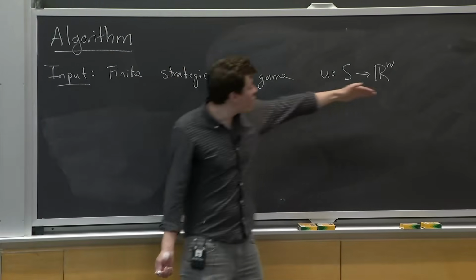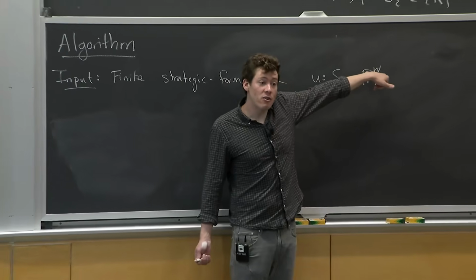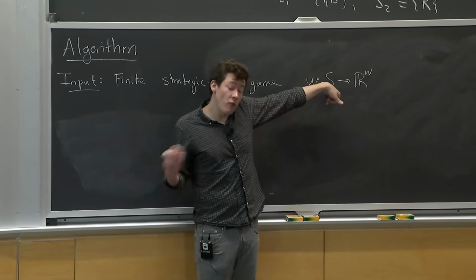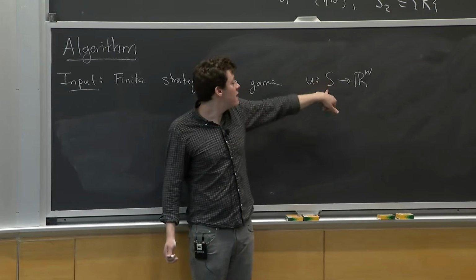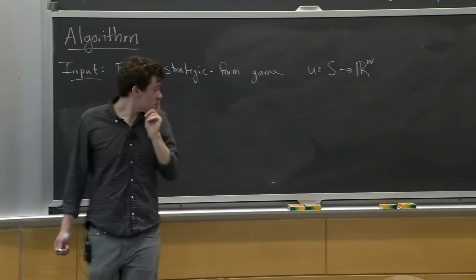And you can see this simple function gives me everything I need to know, because the n up here tells me how many players there are. The s here tells me all the strategy profiles, and therefore all the strategy sets for each of the n players. And then the function itself tells me all the payoffs. So that's really all I need to know.